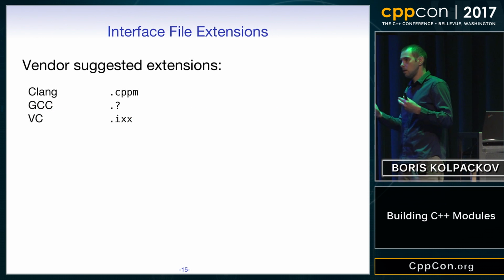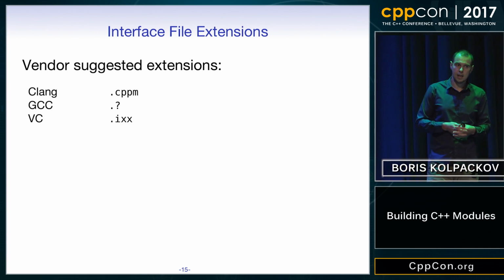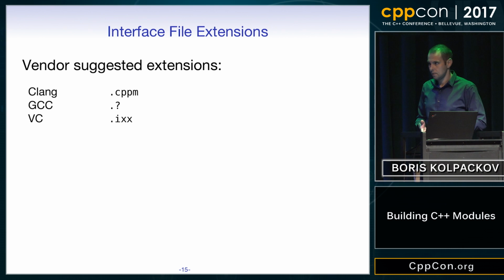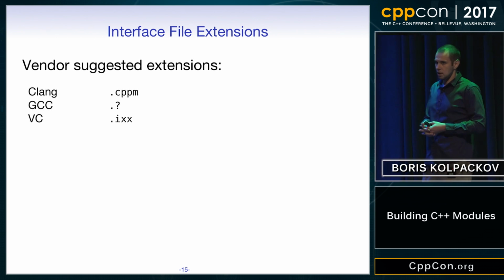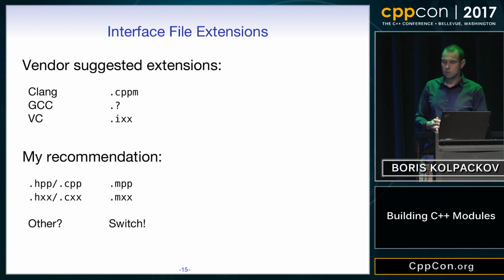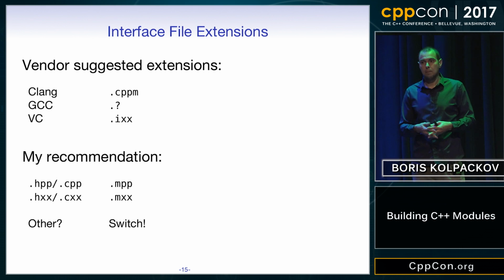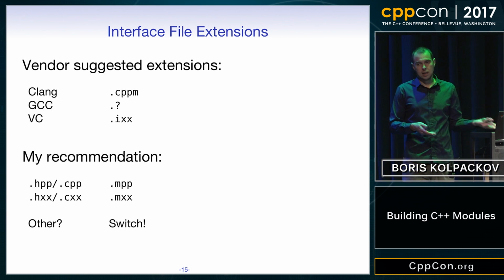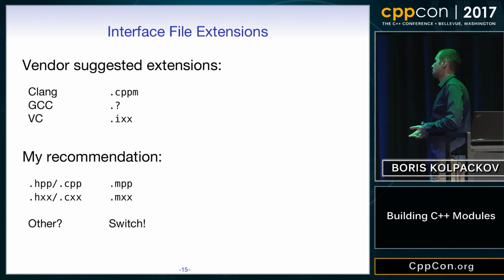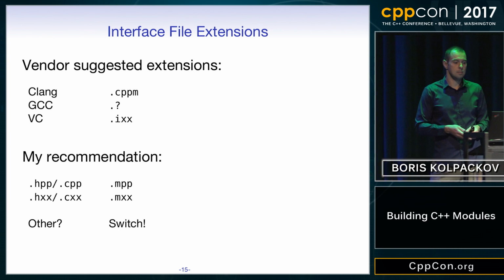All right, so I think you get an intuitive feel that module interface units correspond to headers, and like headers, it makes sense to distinguish them with a different file name extension. Well, the compiler vendors predictably suggest different extensions. None of them make much sense to me, honestly. So my recommendation would be, if you're following the HPP, CPP naming scheme, like Boost, for example, then the natural choice would be MPP. Another popular scheme is HXX, CXX, then use MXX. And if you're using something else, perhaps now, when you're switching to modules, is a good time to also switch to one of these two naming schemes.